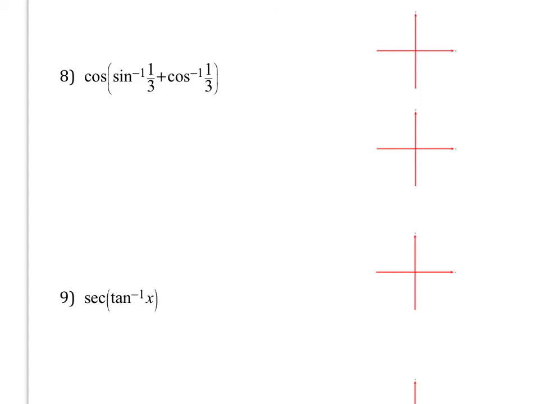Okay, these last ones are pretty hard, I should say. Look at number 8. It says you want to find the cosine of the inverse sine of 1/3 plus the inverse cosine of 1/3. Here's a hint on this one. Think of this as the cosine of a plus b, where we have these two angles, a plus b. And you know there's a formula for that, right? Cosine of a plus b equals cosine a cosine b minus sine a sine b, right?